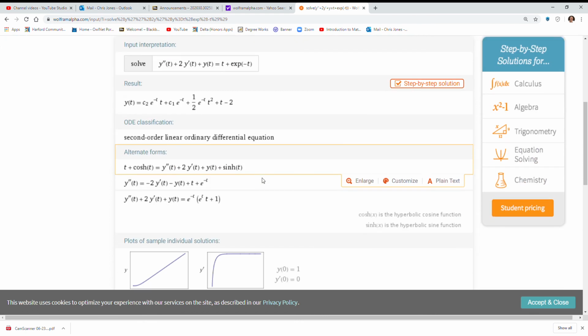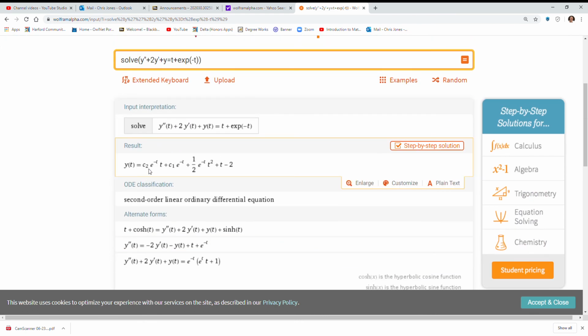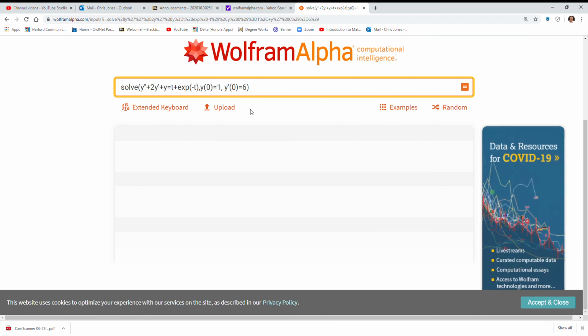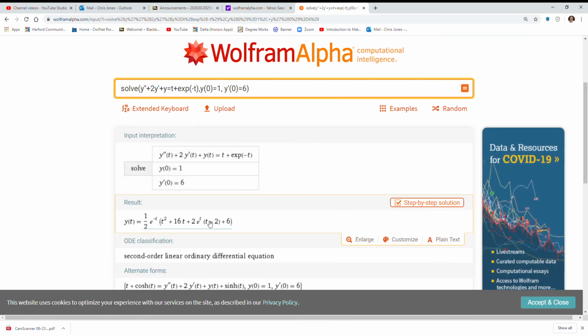All right, so right here in our solution, notice that we have a C2, a C1, and then we have a t square. All right, because we have a t back here as part of the general solution. So pretty cool that we can do this. We can also get, not surprisingly, if we throw initial conditions in there, let's say y at 0 is 1, and y prime at 0, let's make it something crazy like 6. So then here's our solution. It didn't give me as crazy of a solution as I thought.